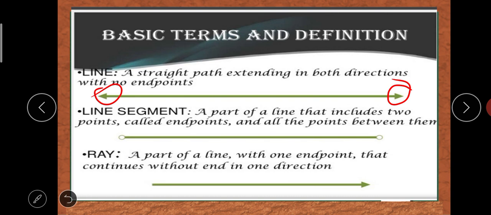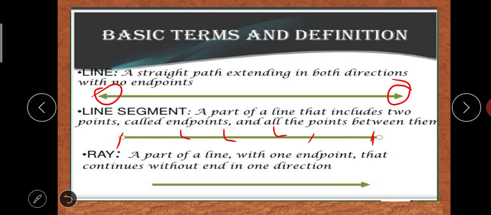Next is the line segment. A part of a line that includes two points, called end points, and all the points between them. So this is the line segment, which has two end points. If you place any point between them, it stays between them. This is the line segment, which we can measure. But a line has no end point and can extend from both sides.